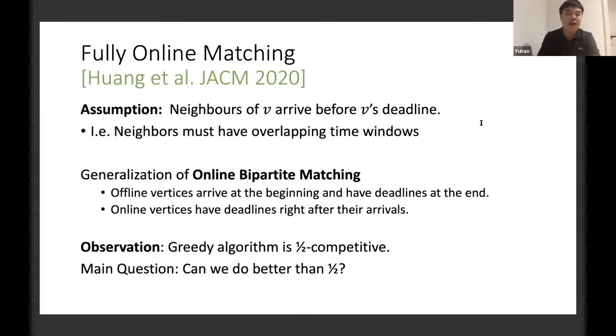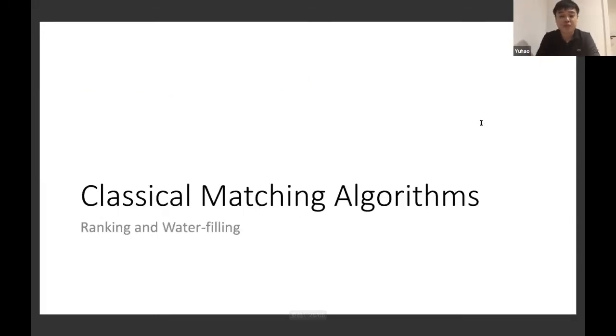Okay, another thing is, as I said before, it's a generalization of online bipartite matching. So just like the result in online bipartite matching, a simple observation shows that the greedy algorithm is already half competitive. So the main question should be, can we do better than half? Actually, the classic algorithms, ranking and water filling, can do it.